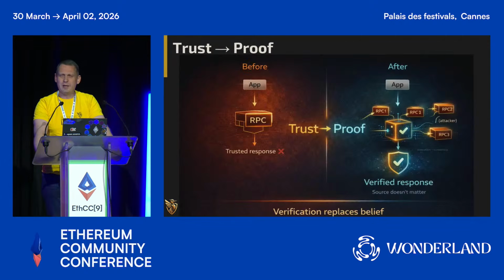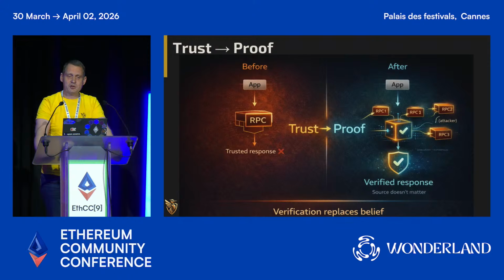And this leads to a fundamental paradigm shift. Today, applications trust their data source. They ask an RPC endpoint and they assume the answer that they receive is correct. With stateless clients, this changes completely. The application no longer trusts the source. It verifies the result. That means it doesn't matter where the data comes from. You can fetch it from any RPC, from multiple RPCs. You can even fetch data from an attacker. It doesn't matter. That's the whole point, because correctness is no longer based on trust. It is based on proof.